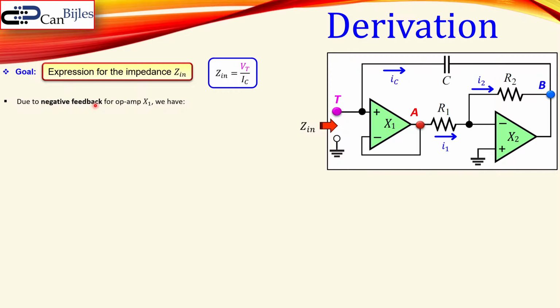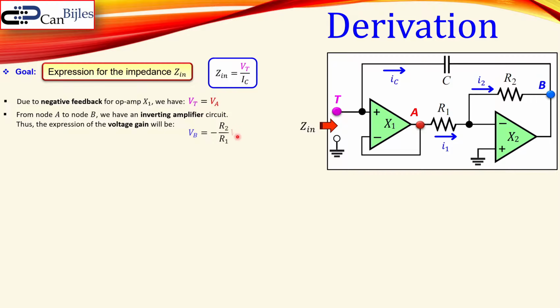Now, due to negative feedback for the operational amplifier X1, we have that VA, which is this node voltage, is equal to Vt. Now, from node A to node B, that is actually from this node to that node, we have in fact an inverting amplifier circuit. And we know what the voltage gain of this inverting amplifier circuit is, and that is given by this expression. You see here VB is equal to minus R2 over R1 times VA.